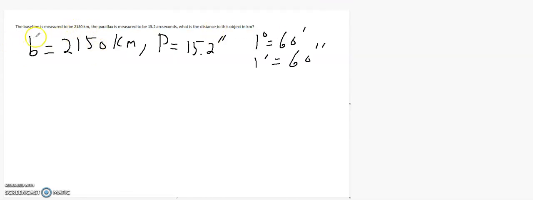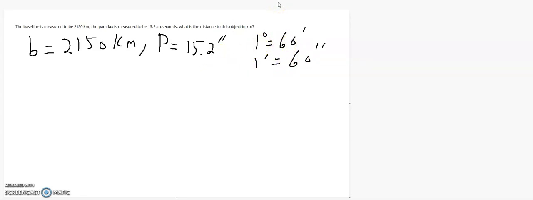Okay, so it says the baseline is measured to be 2,150 kilometers, and the parallax that this object makes with the baseline is 15.2. And remember, the two hash marks mean arc seconds. All right, and so we want to find the distance. Well, we need to know the conversion between arc seconds and arc minutes, and then arc minutes to degrees, right?